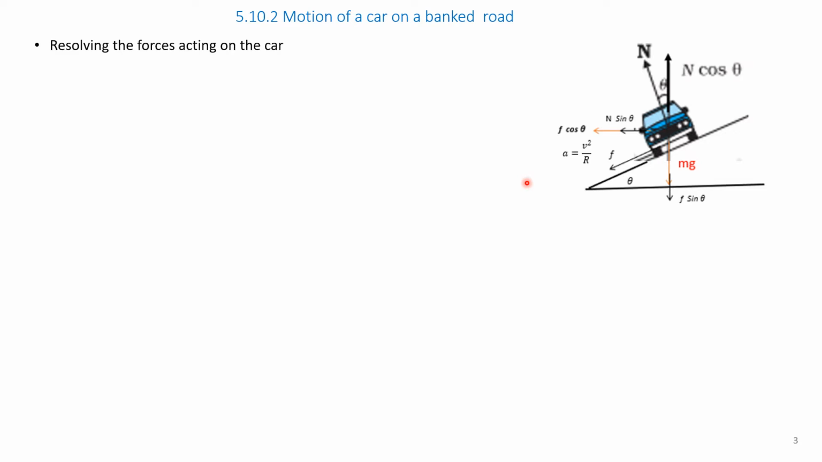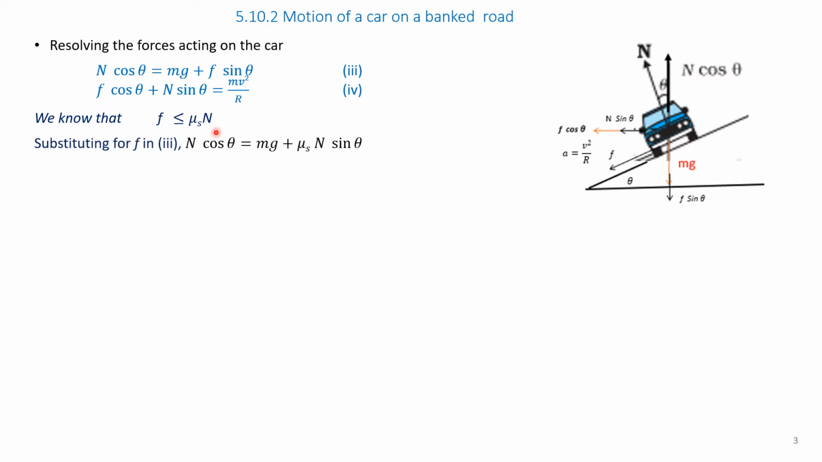Resolving these forces acting on the car, we get N cos theta vertically upwards is equal to mg plus F sin theta vertically downwards. And horizontal components: F cos theta plus N sin theta is equal to mv square by r. These are shown in the figure. We also know that F is less than or equal to mu s into N, where F is the static frictional force and mu s is the coefficient of static friction.